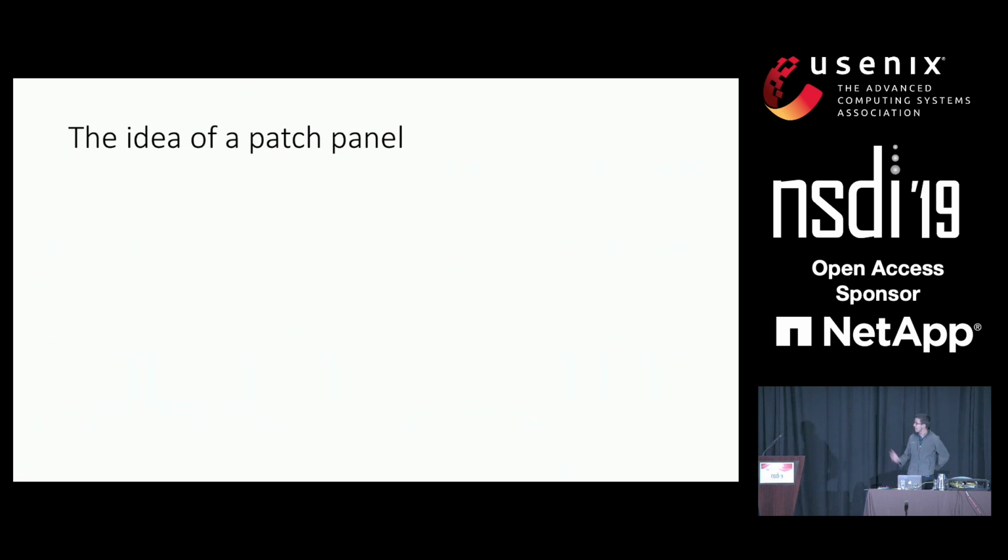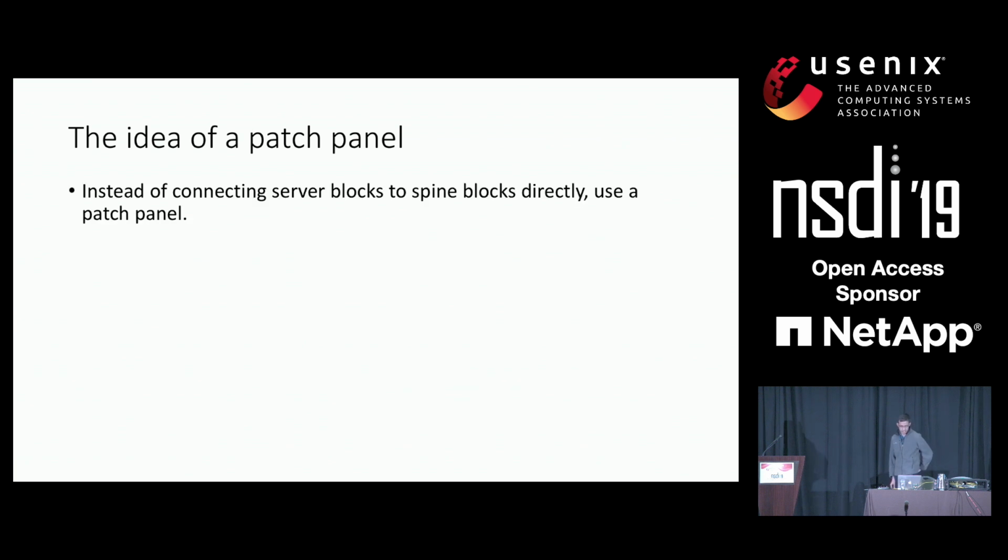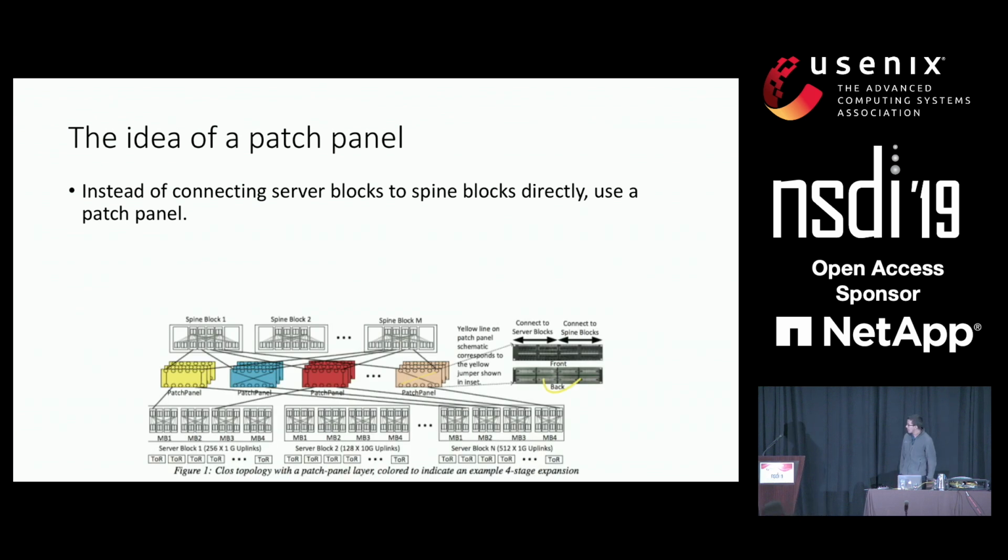And the thing that I learned from this paper is this idea of a patch panel, where instead of connecting servers to spines directly, they use this idea of a patch panel. Anyway, it's probably not clear from the figure, but it's basically this sort of interconnection point where the servers are connected to the interconnection point and the spine is connected to the interconnection point. But you can sort of reconfigure the connectivity just by playing around with the patch panel.